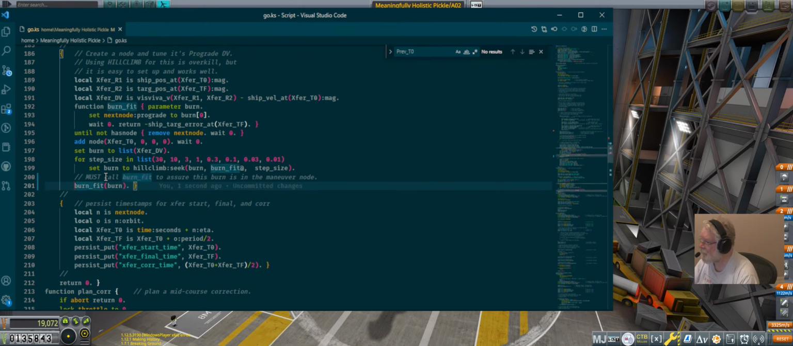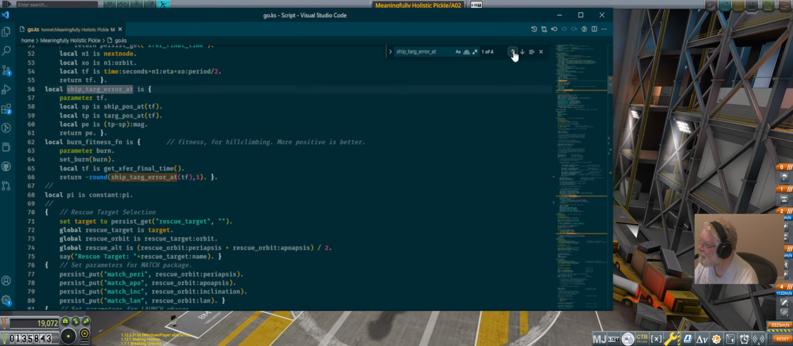But the other thing I want to do is print. Actually, let's do local. Oh, wait a minute. Set. You know what? I think ship target error at. Does that actually set my global? Nope, it doesn't.